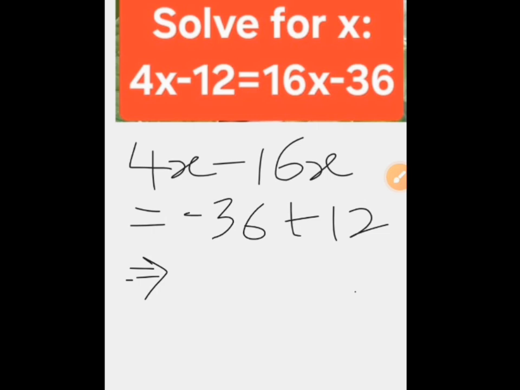Now this simply implies, very simple, 4x minus 16x is just like saying plus 4 minus 16. Somebody asking you, add 4, remove 16. If you add 4 to anything and remove 16 from that thing, it's just as if you removed 12. So 4x minus 16x is simply minus 12x.